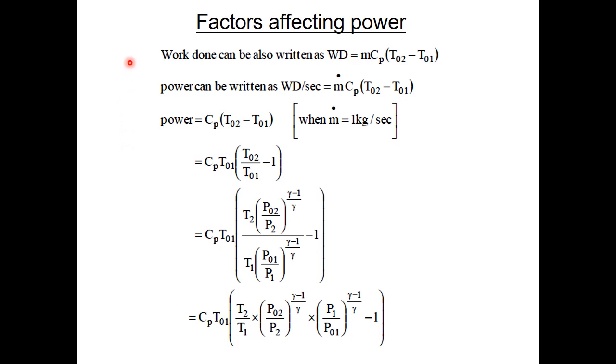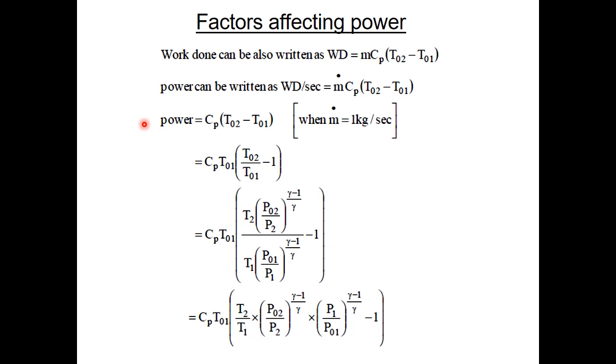Next we will see the factors affecting power. Now the work done can also be written as work done equal to m Cp into T02 minus T01, where T02, T01 represent the temperature at stagnation points with respect to state 2 and state 1 respectively. So power can be written as work done per second, which is equal to m dot, which is the mass flow rate, into Cp into T02 minus T01.